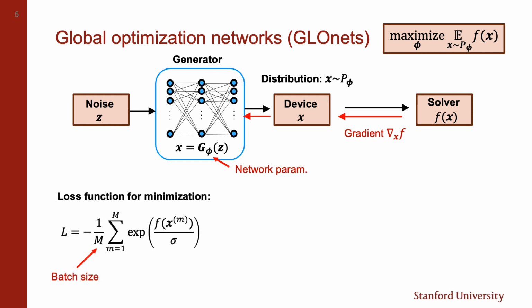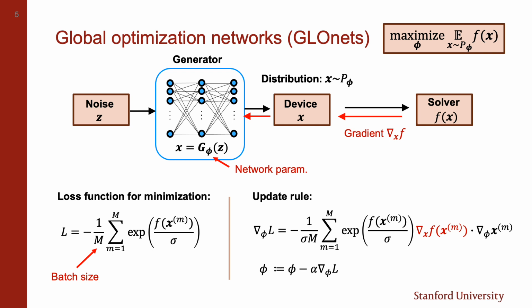In practice, it's not realistic to evaluate the expectation with an infinite number of samples. So we just generate a batch of devices from the network in each iteration as an approximation. And the loss function of the network is defined in this way. There's a minus sign here because the loss function is to be minimized, as is the convention of network training. The use of the exponential is to emphasize the contribution from high-performing devices x. So the network training will be biased toward those devices in the promising design space and ignore devices with bad performance.